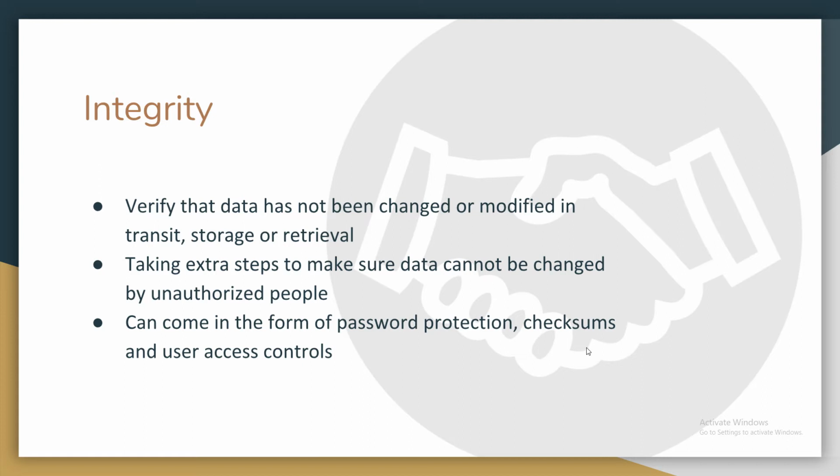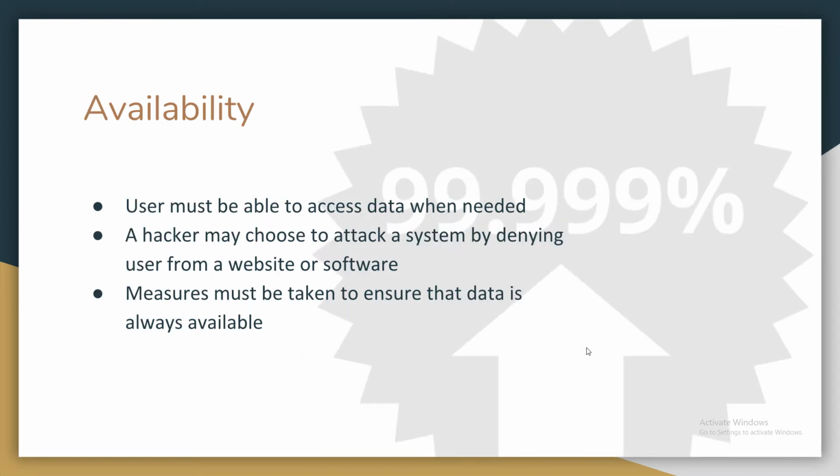Checksums are just long strings of numbers that are unique to that specific file. So if we download a file from a website, we can look at its checksum and compare it to the checksum that's on the website and see if they're the same. If they're not the same, we know that something has changed in transit or before we downloaded it.